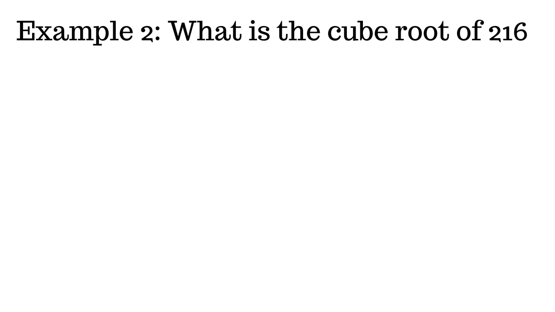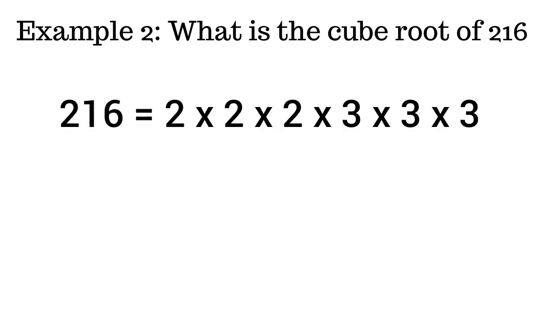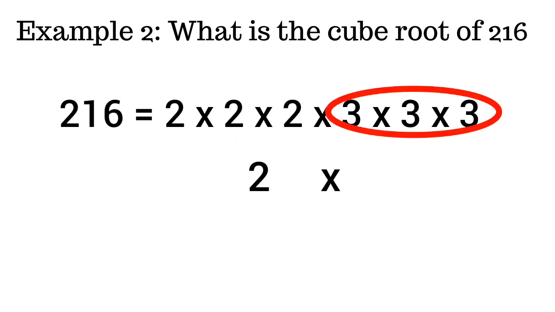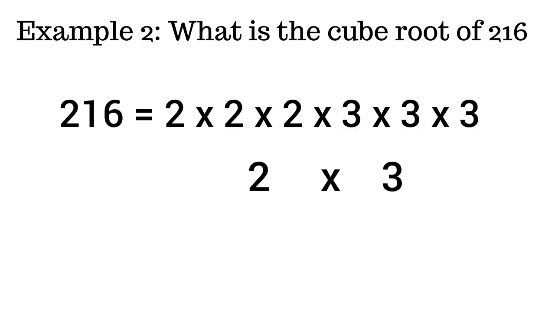Example 2. What is the cube root of 216? When we express 216 as a product of its prime factors, we will have that 216 is equal to 2 times 2 times 2 times 3 times 3 times 3. From the first batch of 2's, we pick 1, 2. From the 3 3's, we pick 1, 3. So the cube root of 216 is 2 times 3, which is equal to 6.